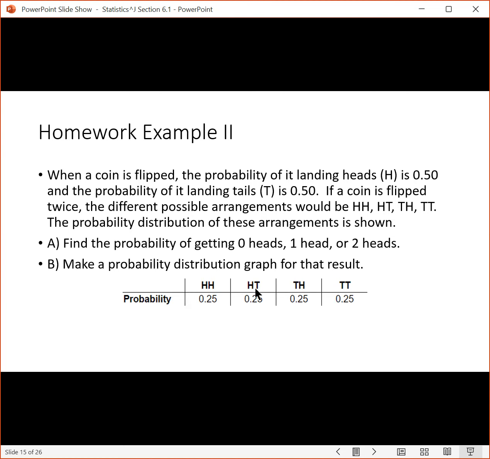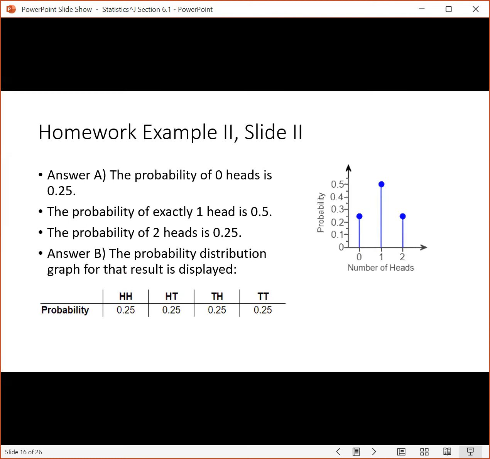1 head, so we've got 2 different results with 1 head. All right, so the combination of those are going to be the probability of getting 1 head. So 0.25 and 0.25 is 0.5 or 50%. So there's going to be a 50% probability of getting 1 head. And then finally, 2 heads also has a 25% probability, just like 0 heads did. And then the probability distribution graph we'll just do on the next table.